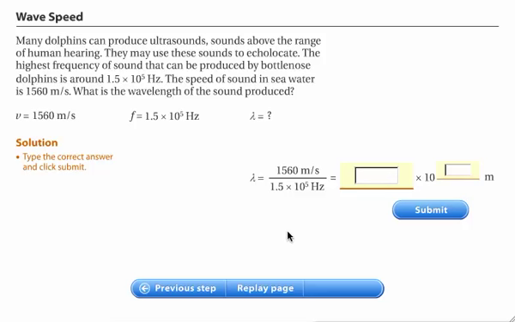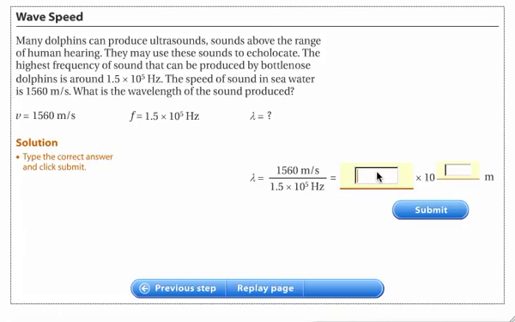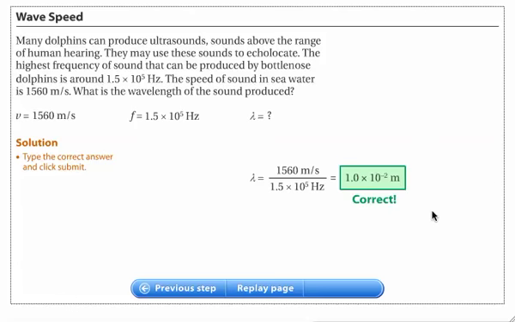Now we have to put this in our calculator, and if you do so, put 1,560 divided by 1.5 times 10 to the fifth. Now you get 0.0104 in your calculator, but you'll notice this is configured so that we put it in scientific notation. So in scientific notation, I'm going to put 1.0 instead of 1.04 because of significant figures, and the exponent would be negative 2. So let's submit this, and there you go.